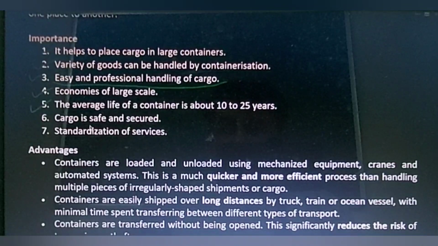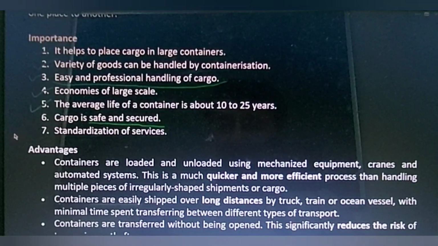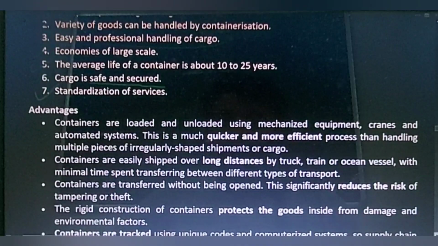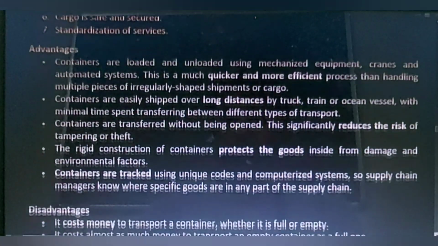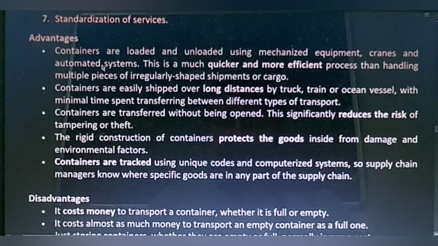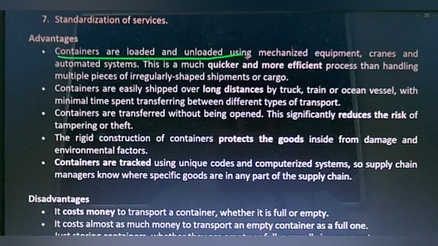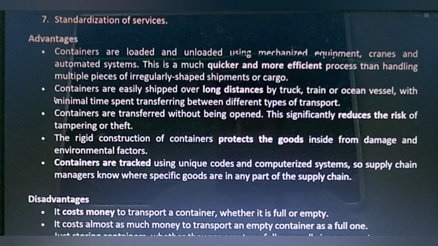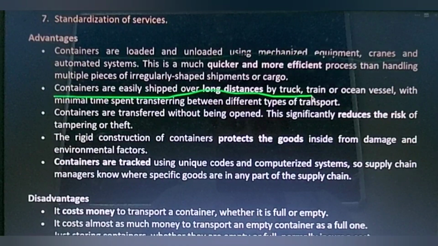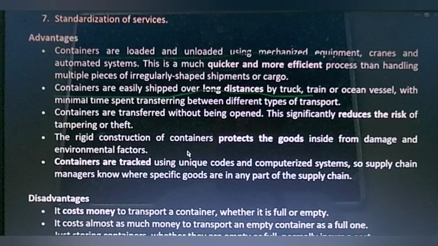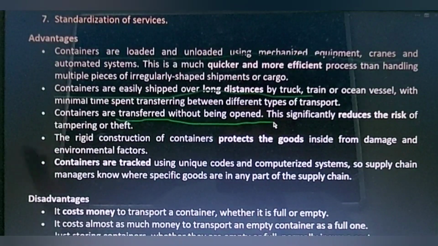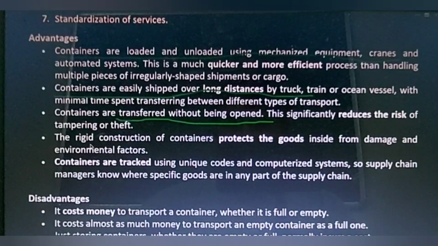And the cargo is safe and secure. This is also a very important point. And standardization of services. It looks good, of international standard. The cargo is always safe in containers. Let's see the different advantages. Containers are loaded and unloaded quite easily through mechanized equipments, cranes, and all that. And containers can be used for long distances by truck, train, ocean vessels, ships, like that. And they can be transferred from one place to another without being opened up. Right from container to container, we can directly shift.